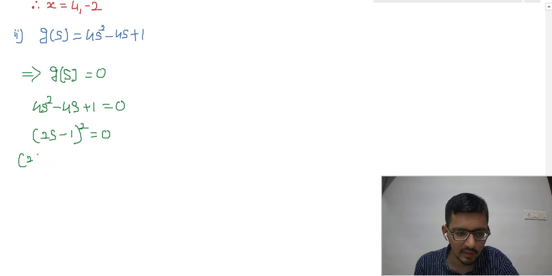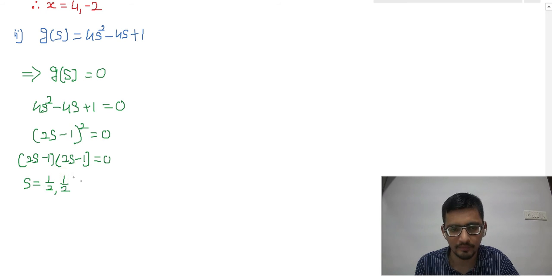Okay, so 2s minus 1 the whole square means 2s minus 1, 2s minus 1, two times I can write. So what is the answer? S is equal to 1 by 2, 1 by 2 you will get. These are the zeros, or you can say the roots. Okay, but if I'm telling only one solution, it is 1 by 2. But if I'm asking what are the zeros or roots, you will tell 1 by 2 and 1 by 2. Okay, now what I will do, again the same story, sum of roots.